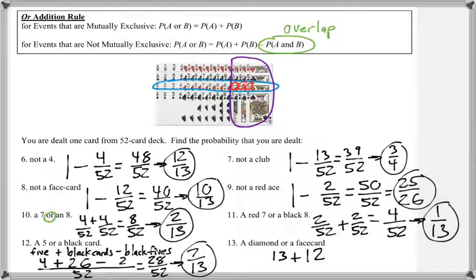So because we don't want to count them twice, meaning they are included in both the 13 and the 12. So if we don't subtract anything, we're double counting them. So we need to subtract the overlap, or subtract the 3. And this is all over 52. So this is equal to 22 over 52, which reduces to 11 over 26.